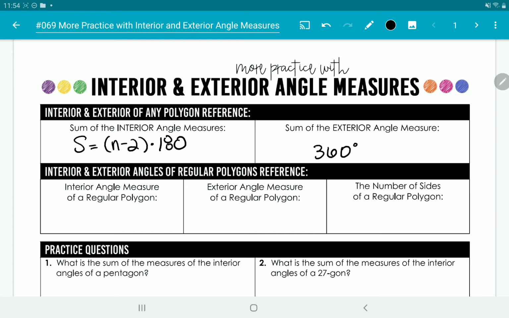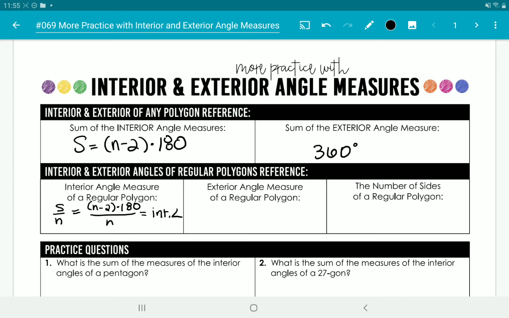If it tells you you're looking for an interior angle measure of a regular polygon, you are going to use this S over n. That's going to give you the interior angle. So you're going to do n minus 2 times 180 over n. That's the interior angle of a regular polygon. It only works for regular polygons.